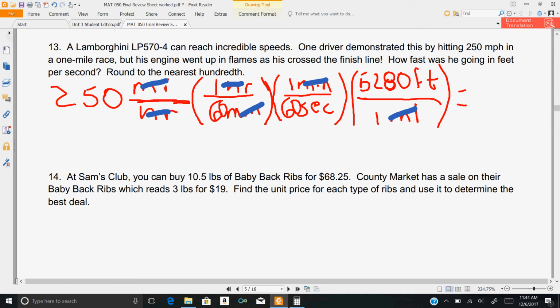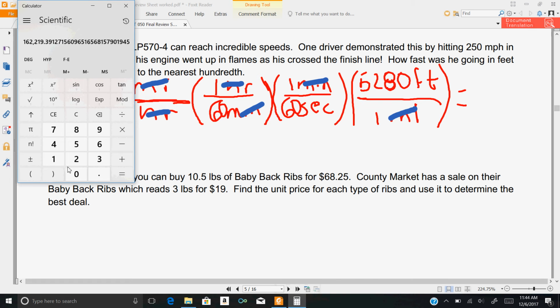So I have, and I'm going to go to my calculator again, 250. Let's do the division. Divided by 60, divided by 60, and times 5,280. And I get 367 feet per second.